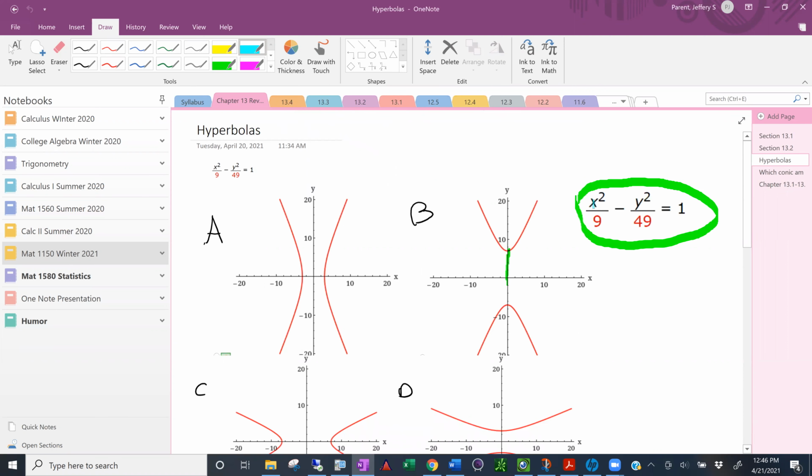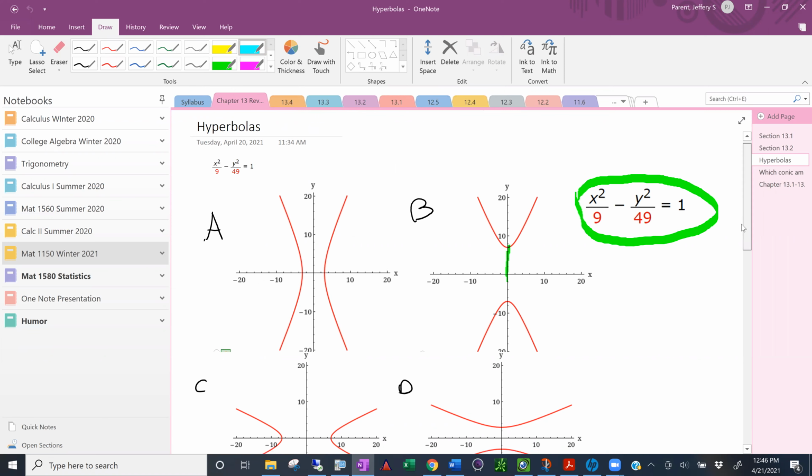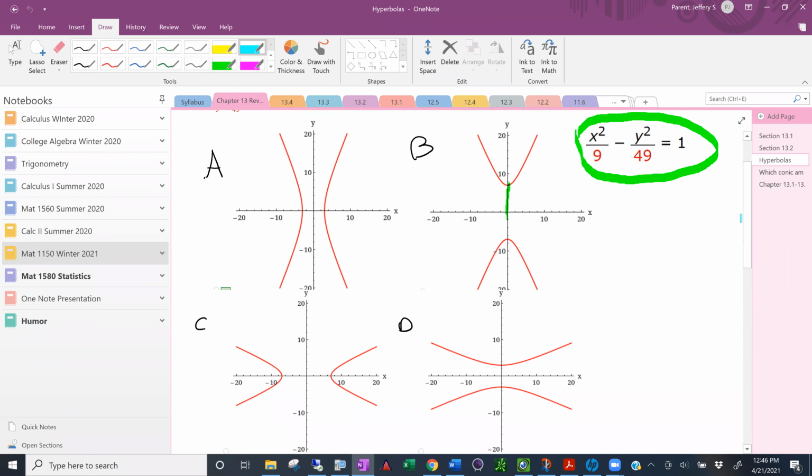So here's your equation, x squared over 9 minus y squared over 49 equals 1. If you're clever, you can eliminate two choices right away. If you wanted to improve your chances of guessing correct, which two choices could I eliminate right away, from A, B, C, and D? Is it B and D? Excellent. It's B and D.